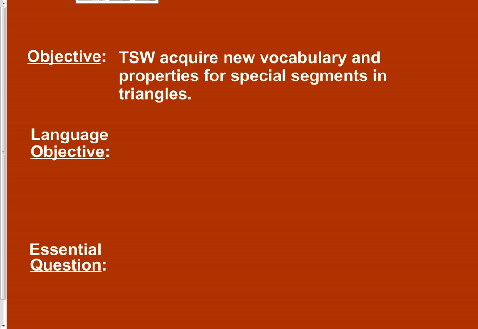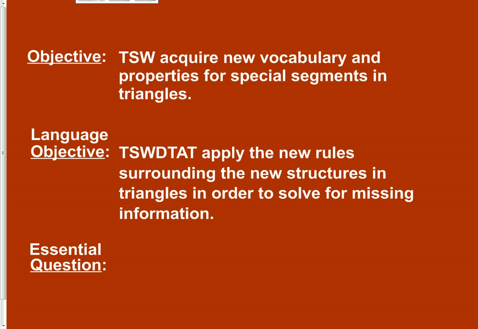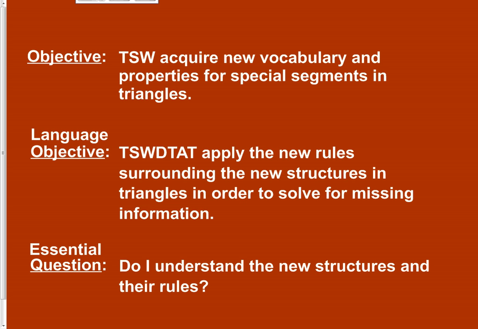Your stated objective is to acquire new vocabulary and properties for special segments in triangles. On your assignment, students will demonstrate the ability to apply new rules surrounding the new structures in triangles in order to solve for missing information. And your essential question for the day: do I understand the new structures and their rules?